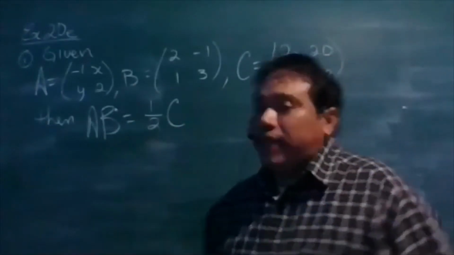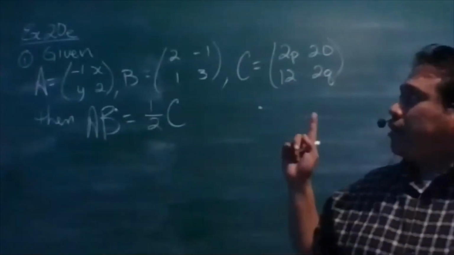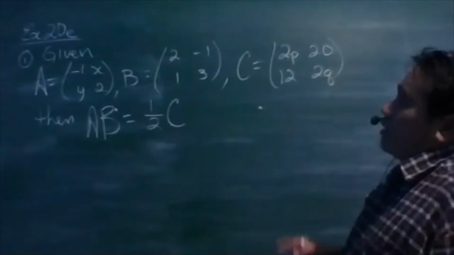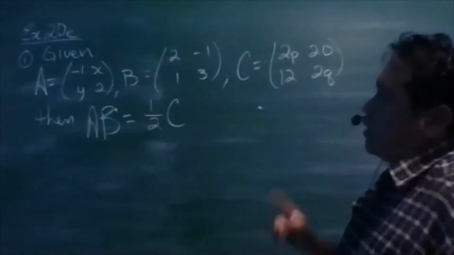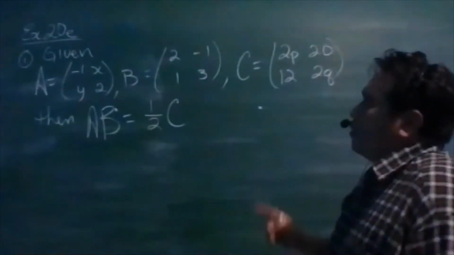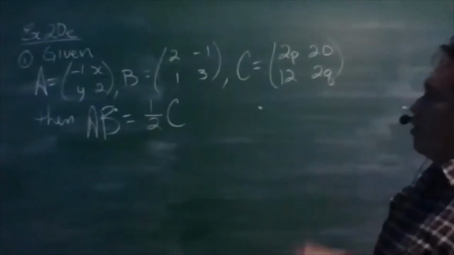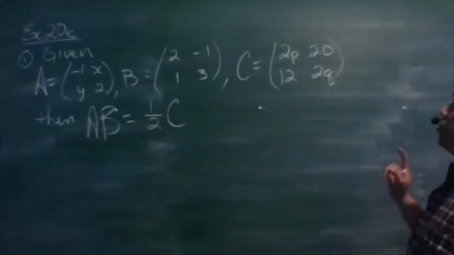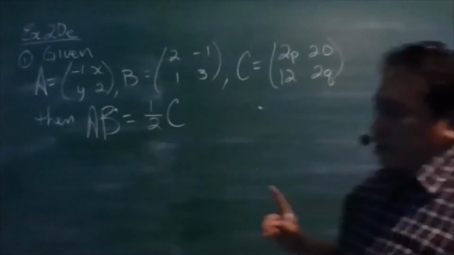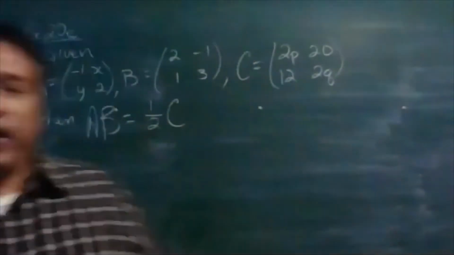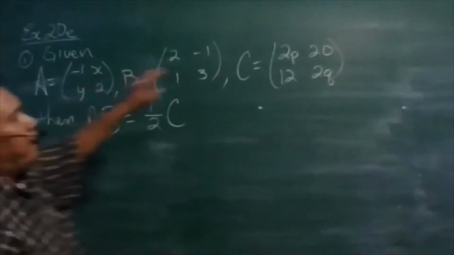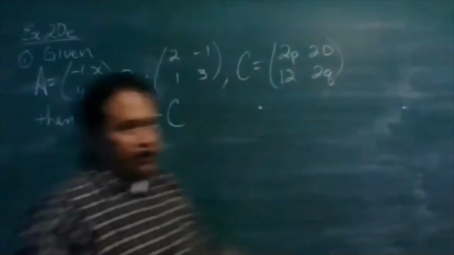And so today we're looking at equal matrices. We're looking at exercise 20E, and that's number 1. It says, given a matrix A is negative 1, x, y, 2, and B equals 2, negative 1, 1, 3, C equals 2p, 20, 12, 2q, then the question we're asked is that if A times B equals a half C, find the value of x, y, p, and q.